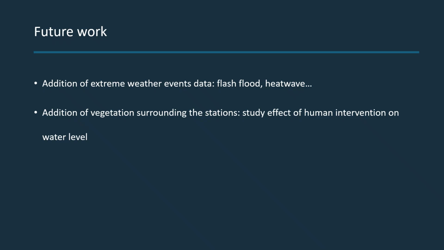Another future work could be the incorporation of human intervention, particularly in the context of vegetation around the locations that we are interested in. Some studies have suggested that the amount of vegetation around the streams affects the level of water, particularly if this vegetation is cleared by human intervention.